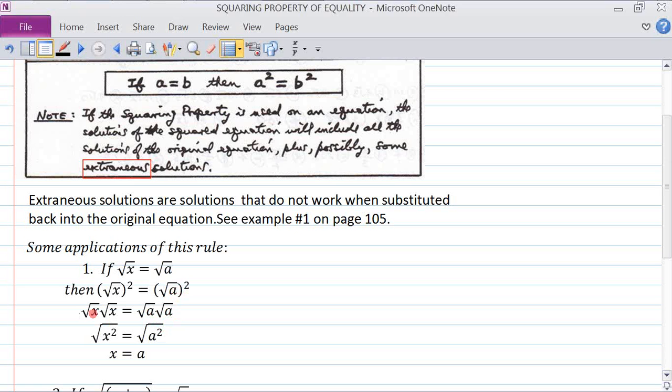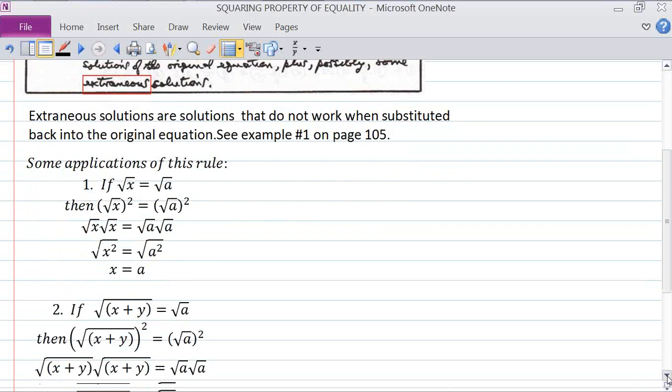Now, when we multiply the root of x by itself, we can put both of them under the root sign and we get the square root of x squared. And the same thing is true here. The root of A times the root of A is the square root of A squared. The square root of x squared is x, and the square root of A squared is A.